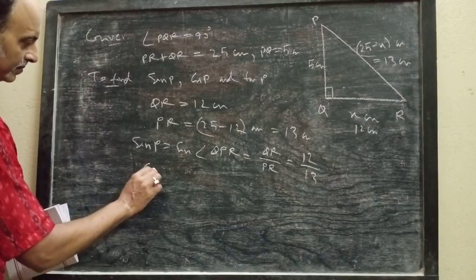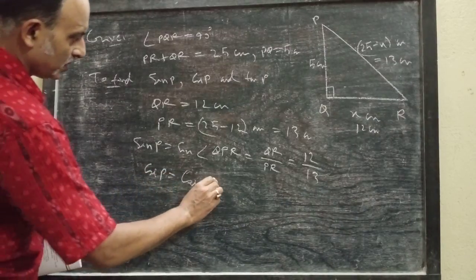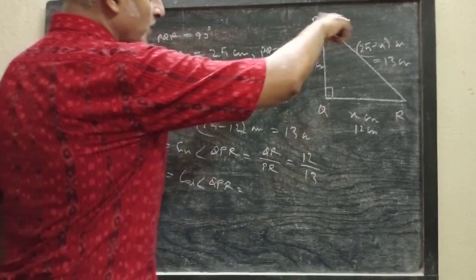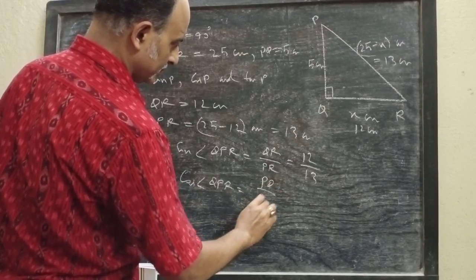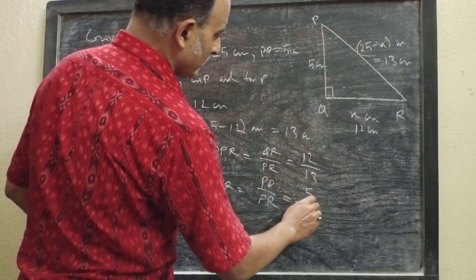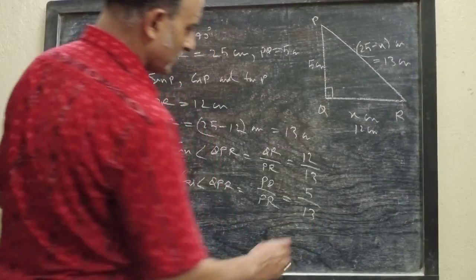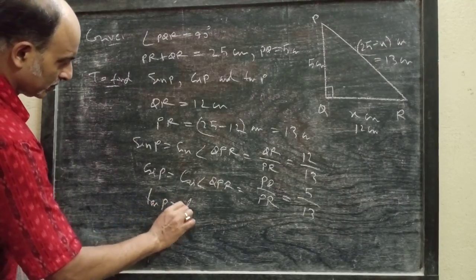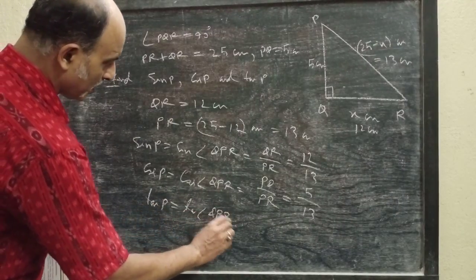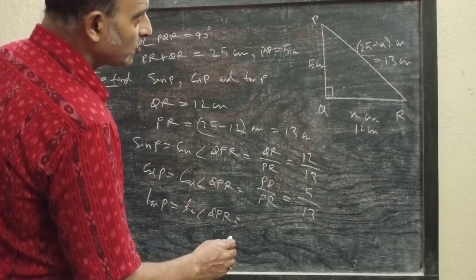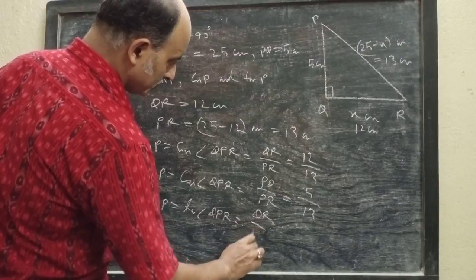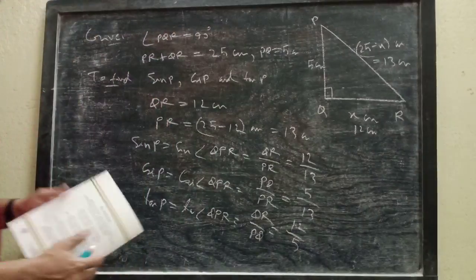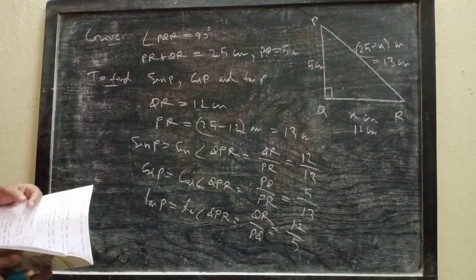Then cos P. Cos P means cos of angle QPR. This will be PQ by PR. PQ is 5 centimeter, PR is 13 centimeter, so this ratio becomes 5 by 13. Then tan P. Tan P means tan of angle QPR. This will be QR by PQ. QR is 12, PQ is 5. So all the three ratios we have calculated.